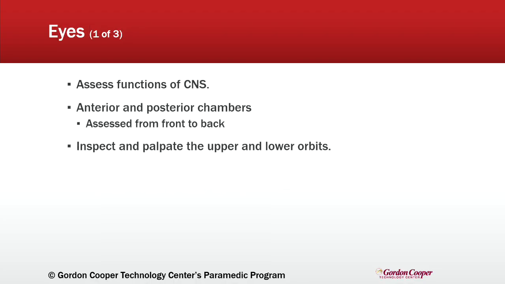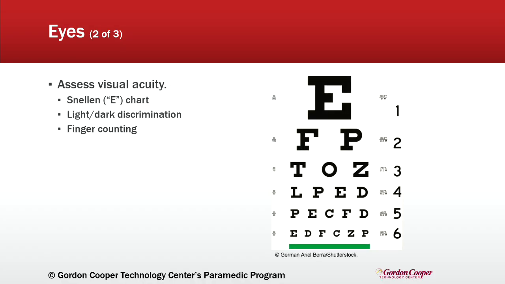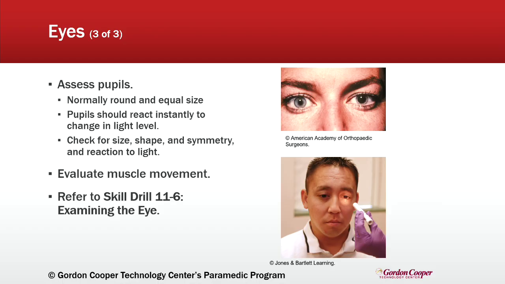The eyes can be used to assess the functions of the central nervous system. When assessing the eye, you should examine it from front to back, looking at both the anterior and posterior chambers, or at least as best that you can. You might not be able to do that without an ophthalmoscope. To assess the patient's visual acuity, you can use the Snellen E-chart to test their ability to distinguish between light and dark, or have them count your fingers. That can be helpful as well to determine their visual acuity.